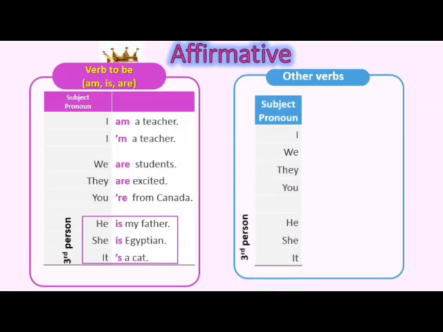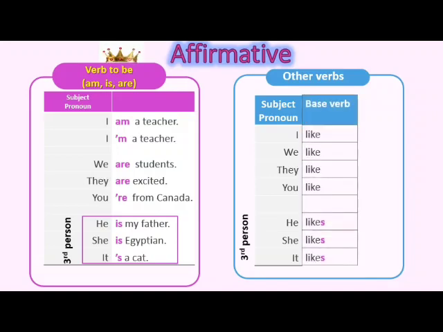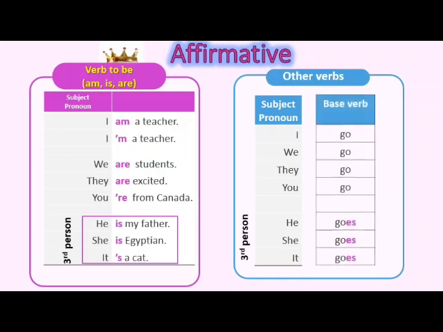With the other verbs, with I, we, they, and you, we use the base verb. I like, we like, they like, you like. But with the third person singular, he, she, or it, we add an s to the verb. He likes, she likes, it likes. Another verb, go. With I, we, they, and you, we use the base verb go. But with he, she, or it, we add es to the verb. He goes, she goes, it goes.